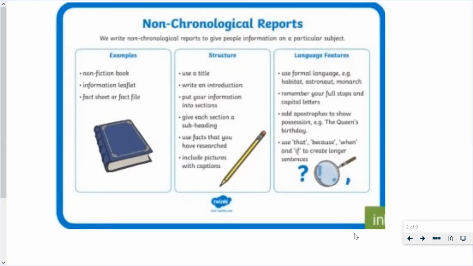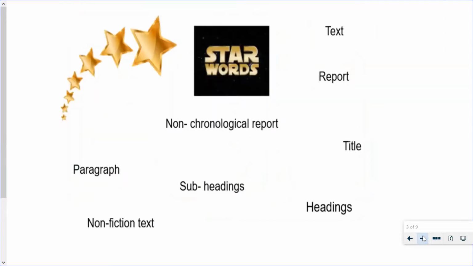And the non-chronological reports are not written in order. So you can start reading from whatever you like in the report. Okay, it's fantastic. So let's move on with today's learning and have a look at your Star Words.